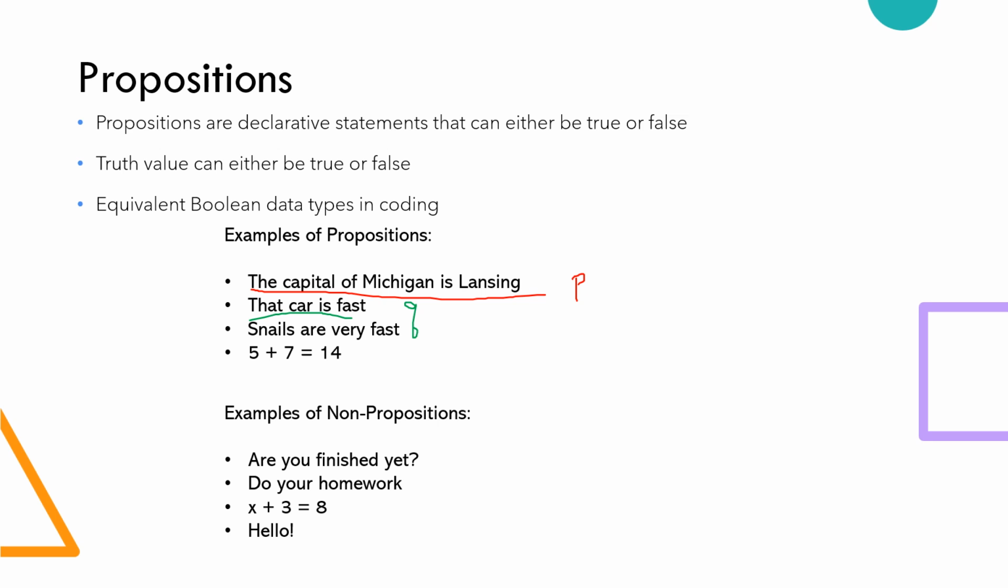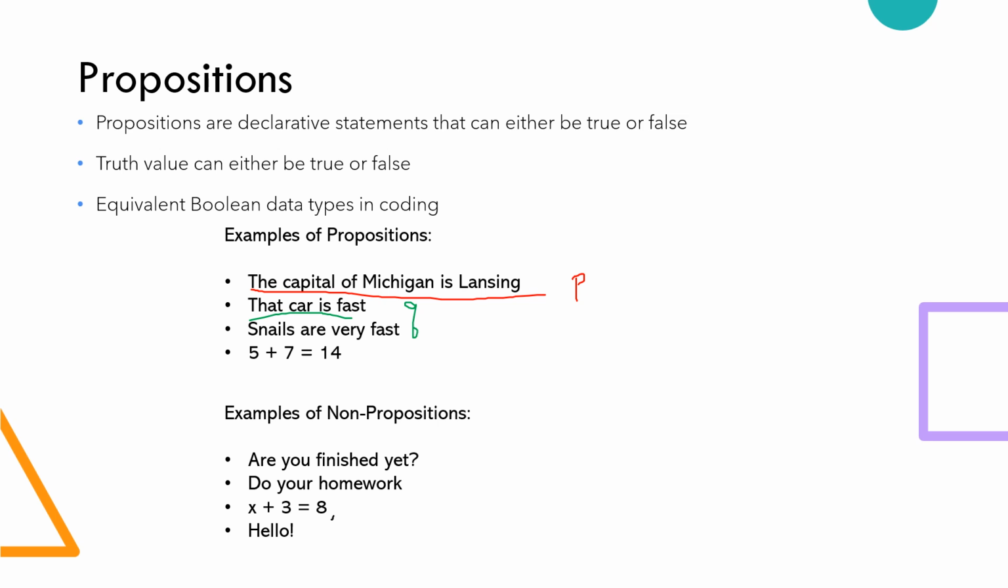For example, are you finished yet? Well, that is a question, and a question can't have a true or a false value. Do your homework. This is more of a command than a proposition. X plus 3 is equal to 8. Now, we don't know the value of x yet, so it's more of a question, I'd say.